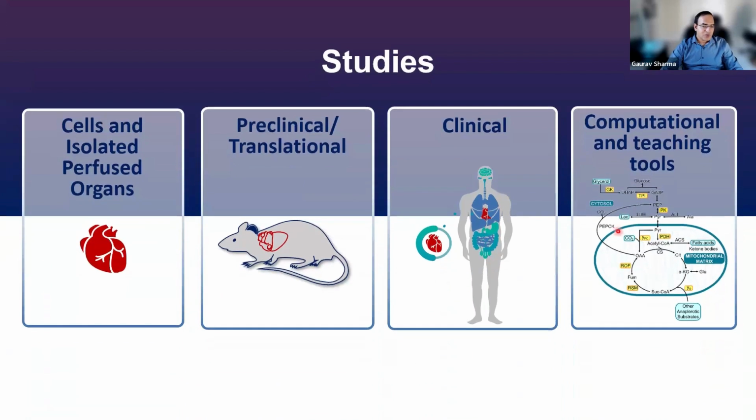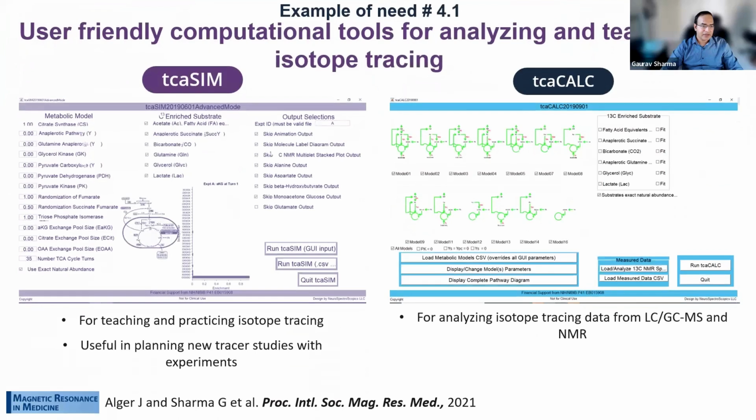And with that, I just wanted to give quick information about some of the computational teaching tools. And this is one of the examples. We have a user-friendly computational tool on the left side of the screen, which is called TCA sim. Basically, as the name suggests, it creates the simulation of the carbon-13 spectra. You can check the metabolic model and which enzyme you want to see, then you can generate the spectra, how the spectra should look if you have a different isotope moment.